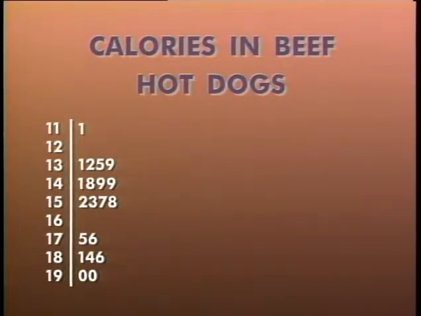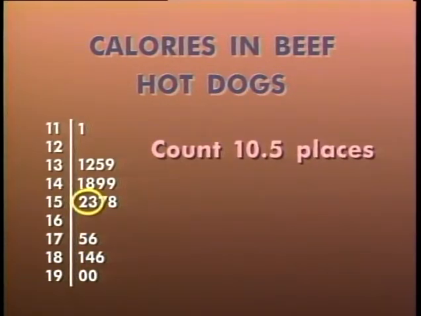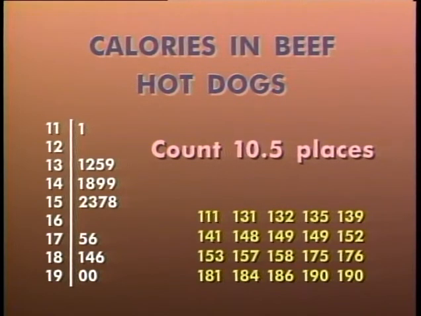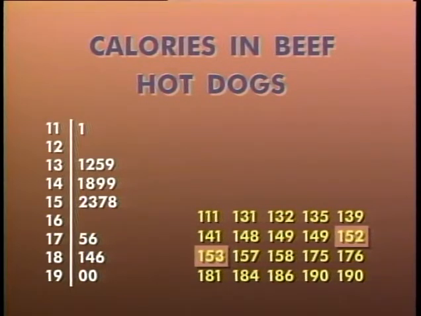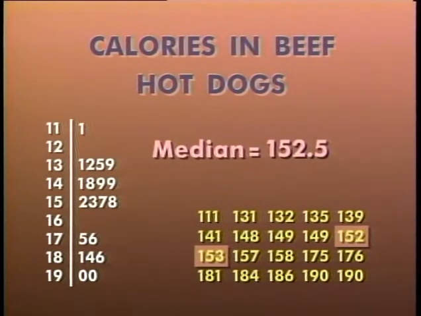Now let's describe the distribution numerically. We'll use the median to tell us the calorie content of a typical beef hot dog. Since we have 20 brands, the location of the median is (20 + 1) / 2, which equals 10.5. That's halfway between the 10th and 11th hot dog in the ordered list. The stem plot already arranges the data in order. That's an advantage of stem plots. But we'll write the ordered values here for easier viewing. The 10th and 11th values are 152 and 153, so the median is the average of these values, or 152.5 calories.